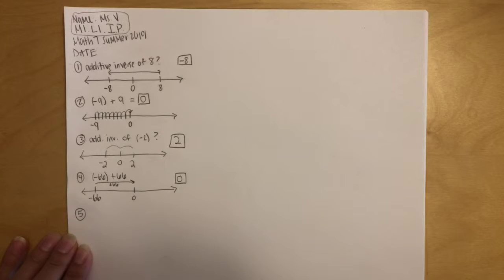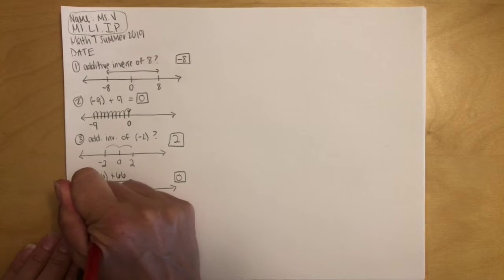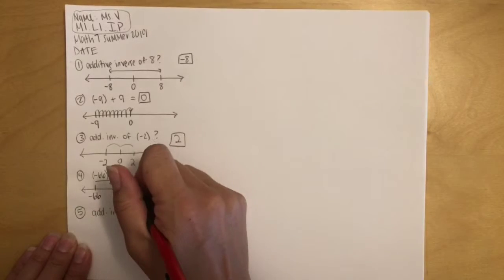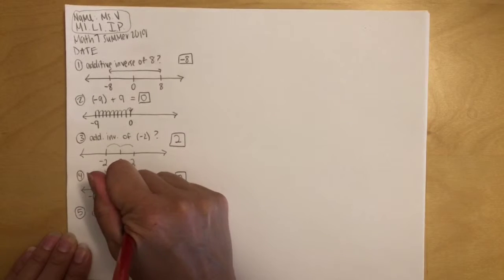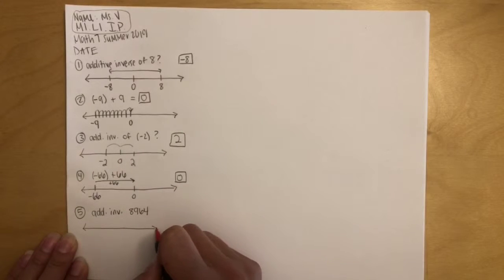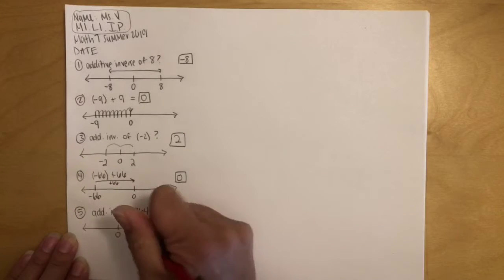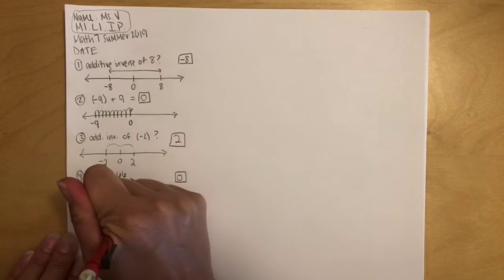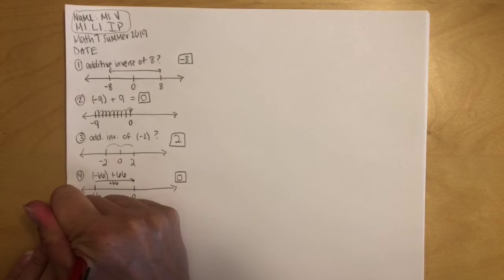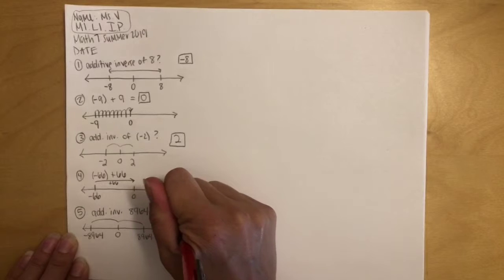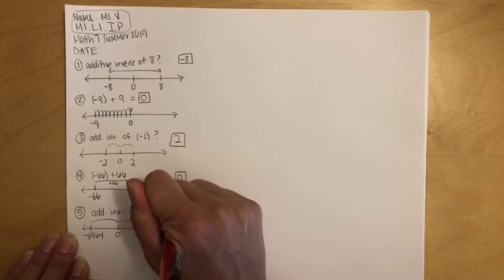Number 5. What is the additive inverse of 8,964? So again, add inv just to simplify it. 8,964. Put my 0. 8,964 is positive. The opposite will be negative 8,964. So negative 8,964.